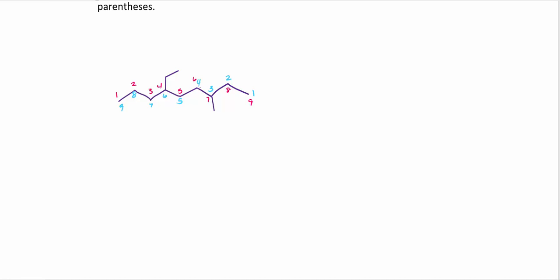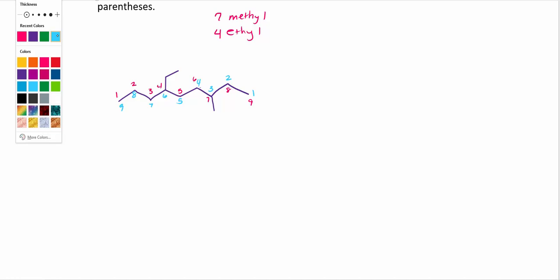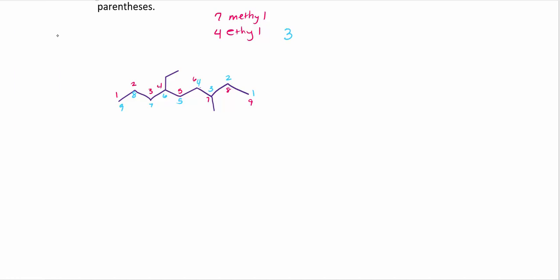So using the pink numbers, I have an ethyl that lives at 4, and I have a methyl at 7. Now using the blue numbers, my ethyl is at 3, and nope, I'm wrong. My ethyl is at 6, and my methyl is at 3. Because 3 and 6 are smaller than 4 and 7, we're going to use the blue numbers. So you have to pay attention to where all of your substituents are and look at everything as a whole.